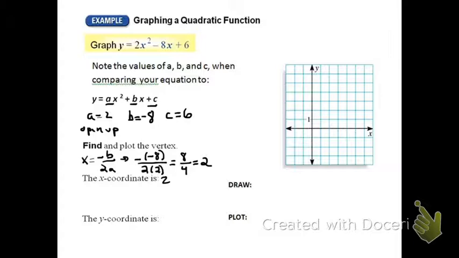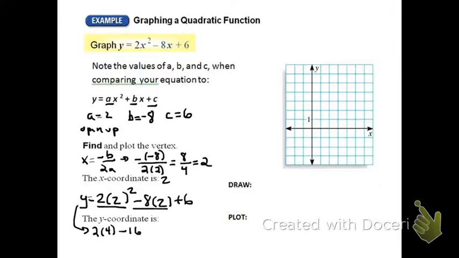To get the y-coordinate, I'm going to need to take that x value, 2, and use the original equation to figure out what the corresponding y value is. So let's set that up. If I want to know the y value, I'm going to substitute 2 in everywhere I see an x. So it's going to be 2 times (2) squared minus 8 times (2) plus 6. This term is really 2 times 4, and this term turns into a negative 16, and then I have plus 6. So I have 8 minus 16 plus 6, and 8 minus 16 is negative 8, negative 8 plus 6 is negative 2. So my y-coordinate is negative 2.